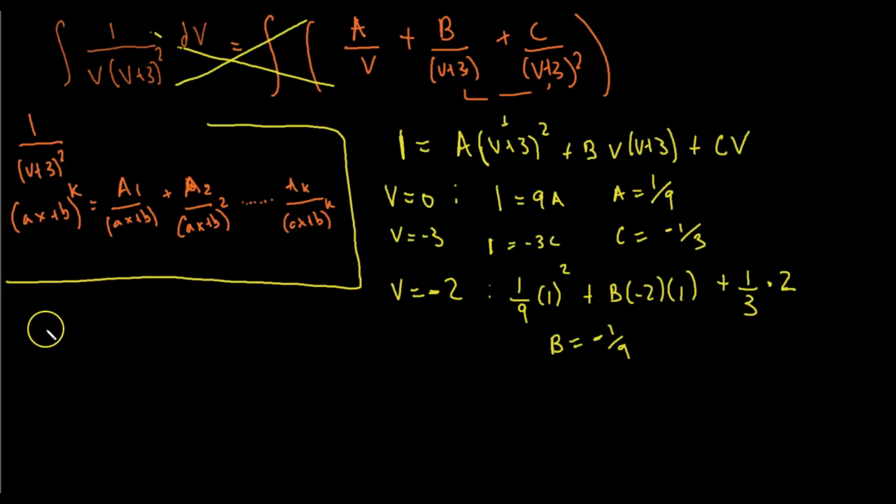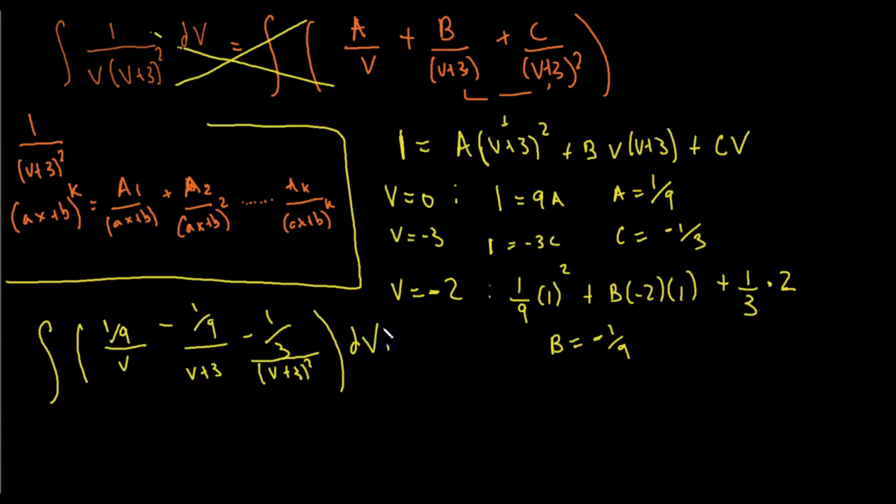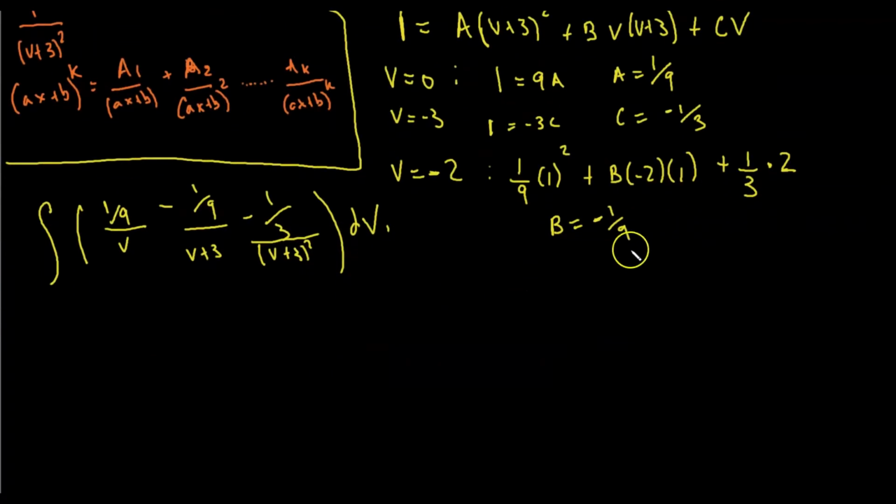So we can rewrite this integral as 1 over 9 over v minus 1 over 9 over v plus 3 minus 1 over 3 times (v plus 3) squared, and all that's dv. Now we have pretty simple integrals to do. We know that the integral of something over v is ln, so we would bring this 1 over 9 in front of the integral, so we would get 1 over 9 ln v.